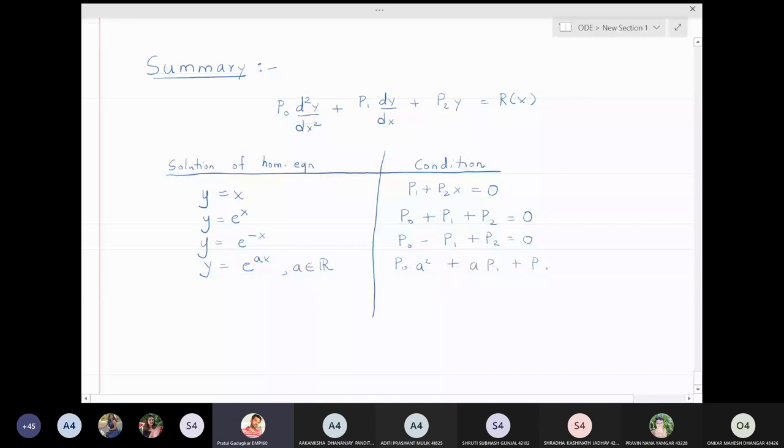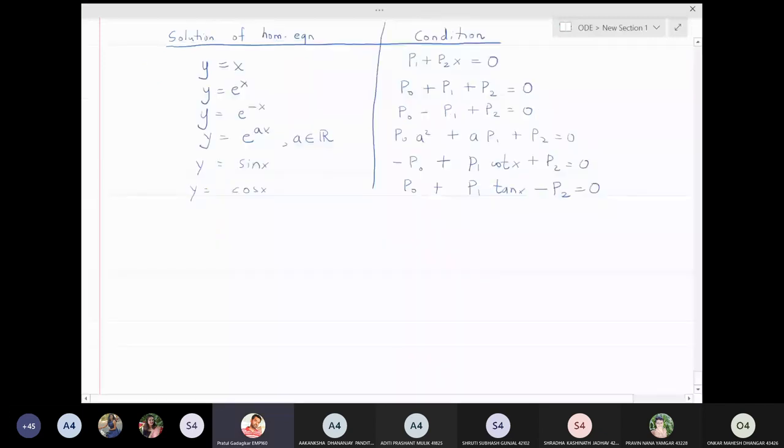If y is sin x, then we have two conditions here. Here I had minus p0 plus p1 cot x plus p2 is equal to 0, and here I have p0 plus p1 tan x minus p2 is equal to 0. So these are the conditions on p0, p1 and p2. Okay, now what is the use of all this particular thing? Now let us see one small problem so that it will be clear to you. So question: solve the differential equation.